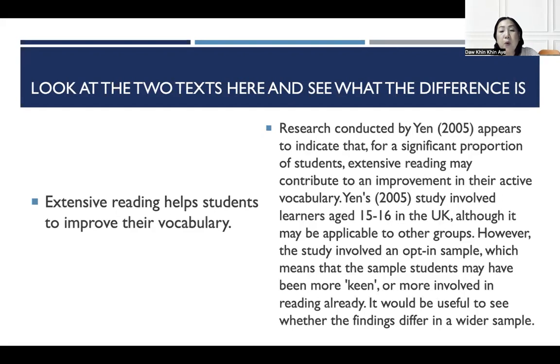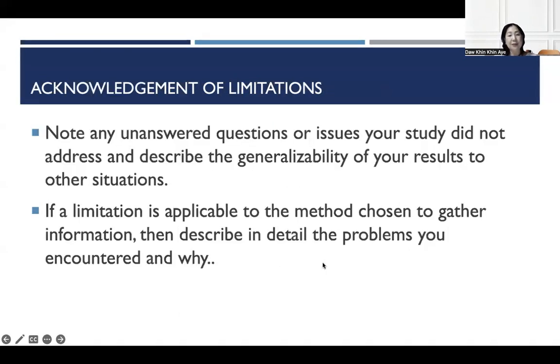For a significant proportion of students, extensive reading may contribute. It doesn't say contribute; may contribute shows the possibility of an improvement in the active vocabulary. Yan's study involved learners aged 15 to 16 in the UK, although it may be applicable to other groups. However, the study involved an opt-in sample, which means that the sample students may have been more keen or more involved in reading already. That means there may be some bias, shown by the use of may have been. It would be useful to see whether the findings differ in a wider sample. Okay, so you can see very clearly.